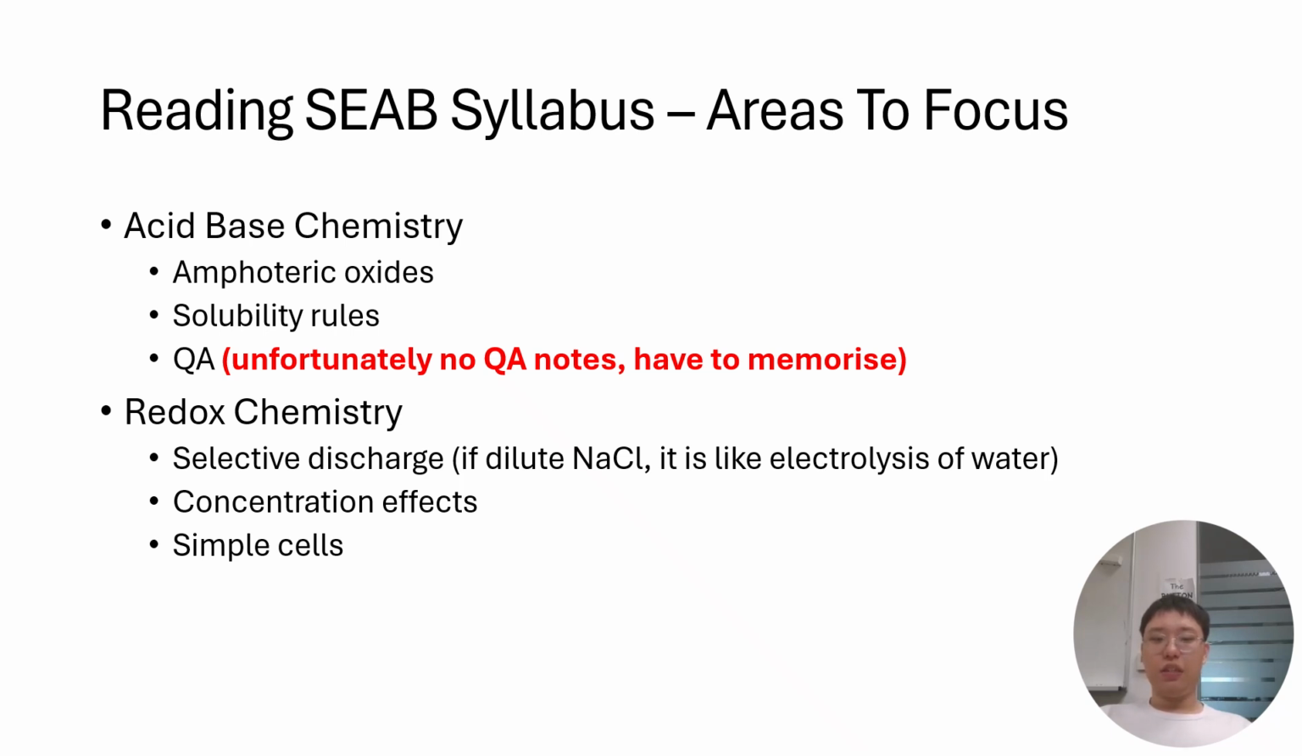For example, if it's dilute NaCl, it's like electrolysis of water. So H+ and OH- would be selectively discharged, and not Na+ and Cl-. Secondly would be concentration effects, and thirdly would be simple cells. Simple cells is pretty related to the reactivity series because it has got to do with the difference in reactivity between different metals.